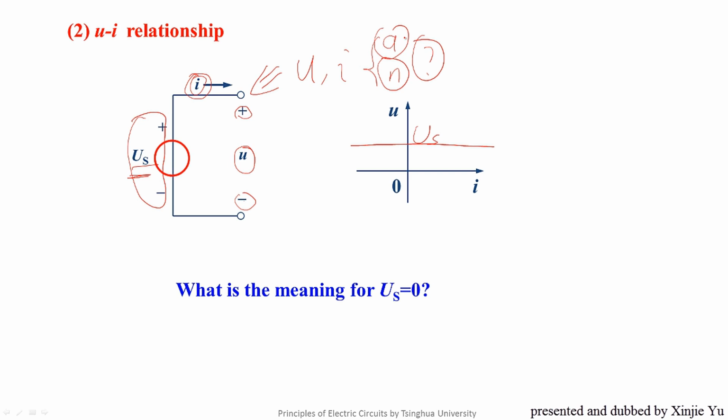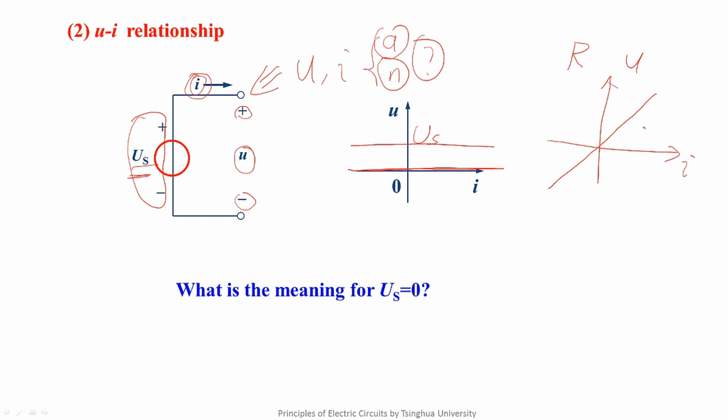The second question, for a UI characteristic curve we have just drawn, what does it mean if US is equal to 0? Obviously, it is such a line. Do you remember in the last lecture what the UI characteristic curve of R is? What is the value of alpha to make the characteristic line of the resistor the same as this one? Yes, alpha is equal to 0. It becomes such a line.